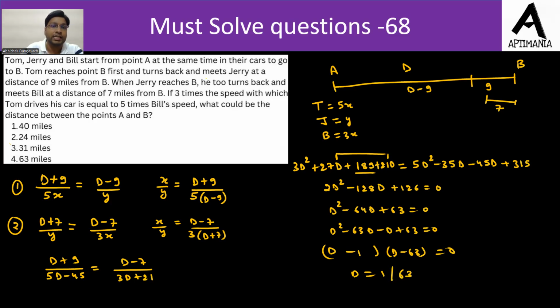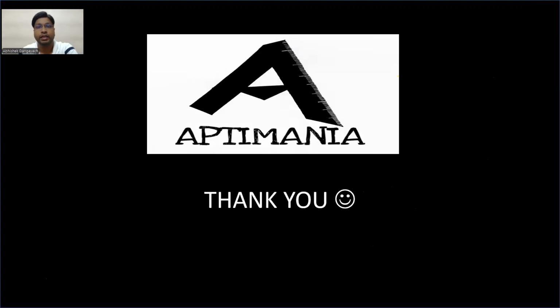Now in the question it was asked that what could be the distance between point A and B. So 63 is one of the possible answers. So the correct answer is option 4, that is 63.